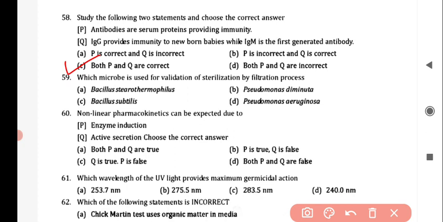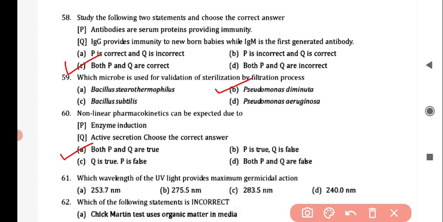Next question is, which microbe is used for validation of sterilization by a filtration process? And the correct answer is option B, Pseudomonas diminuta. Next question is, P is, non-linear pharmacokinetics can be expected due to enzyme induction, and Q is active secretion. Then choose the correct answer. So the correct answer for this question is option A, that is both P and Q are true.